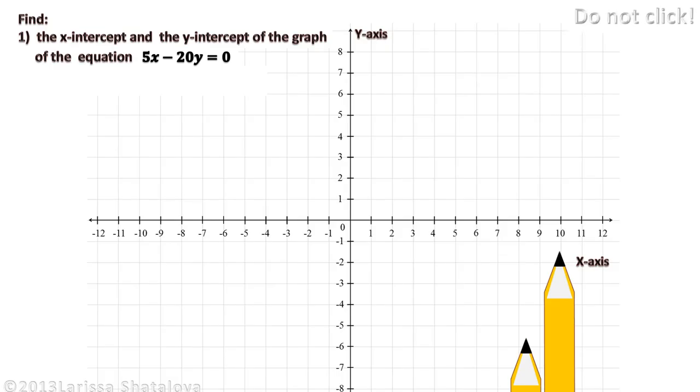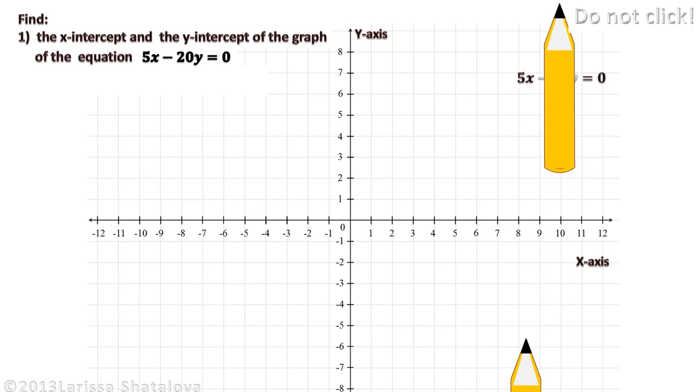Problem. Find the x-intercept and the y-intercept of the graph of the equation 5x minus 20y equals 0. We are looking for the x-intercept first. So y is 0. The entire term with y becomes invisible, and we will have 5 times x is 0. We have to divide by 5 on both sides. So the x-intercept is 0 because 0 divided by 5 is 0.